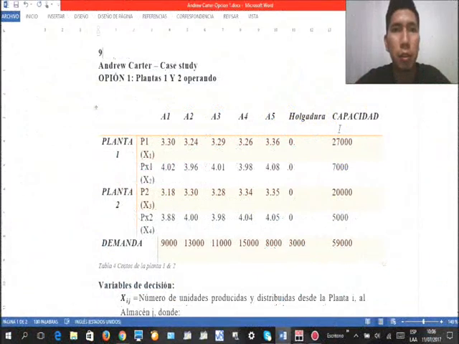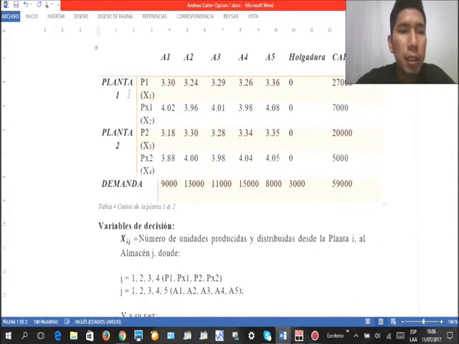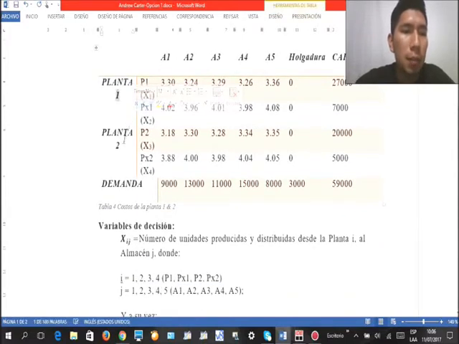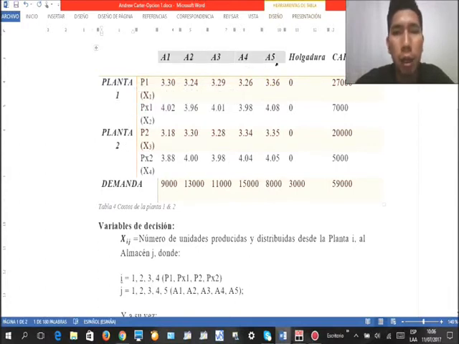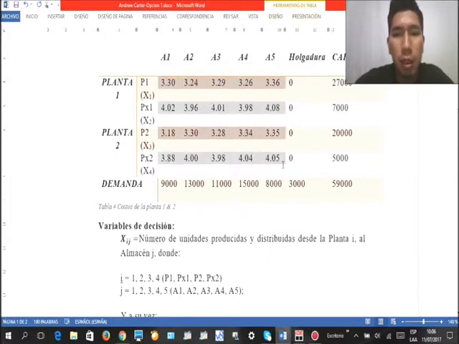I'm Lenin Rodriguez. I want to explain option 1. Option 1 is when plants 1 and 2 are operating and plant 3 is not operating. In this table we can see on the left side plant 1 and plant 2. Here the warehouses are 5. These numbers are the production cost plus distribution cost from plants 1 and 2 to each warehouse 1, 2, 3, 4 and 5.